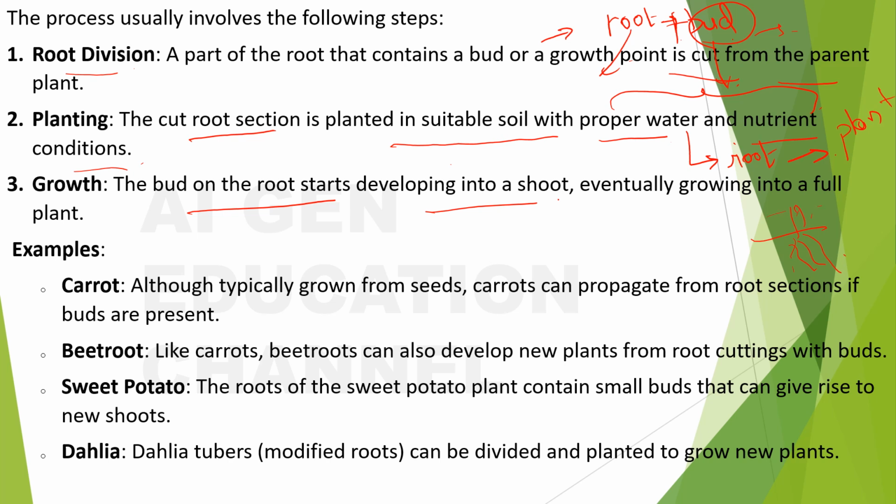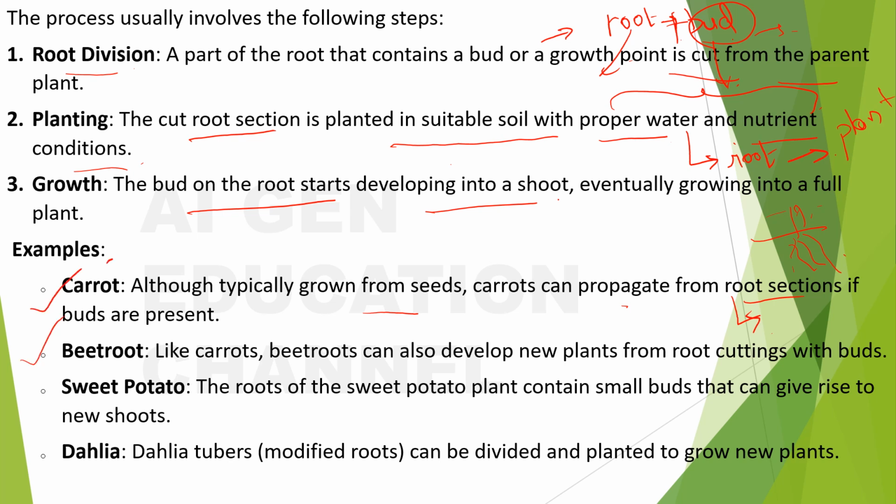Although typically grown from seeds, carrots can propagate from root sections if buds are present. So, even though they are typically grown from seeds, carrots can propagate even from the root sections, because as I have mentioned, they have a lot of energy in the roots. That is the reason we even eat the carrots, right? So, if the buds are present, you can go for root propagation in the carrots.